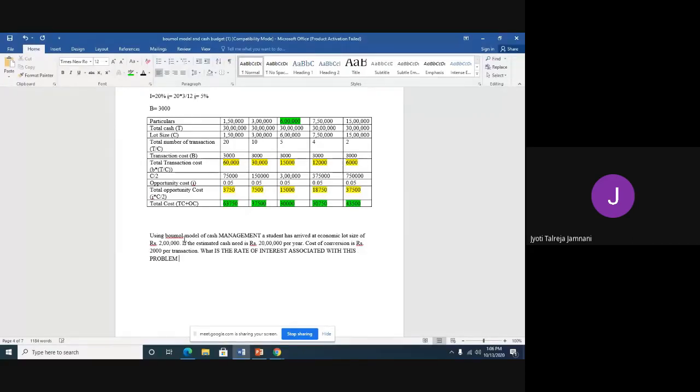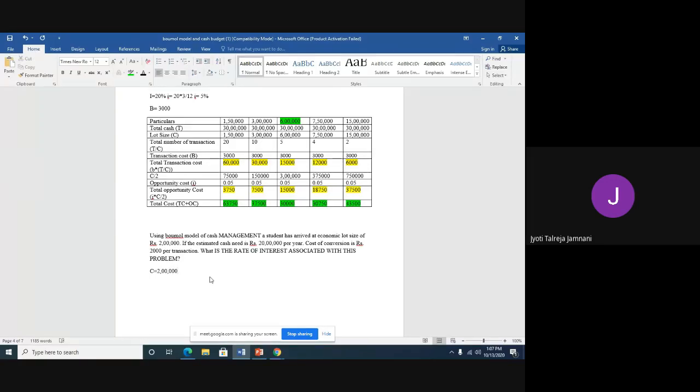Bear with me. Some caps lock and some are small digits. I was typing fast, so the caps lock button got on. Okay, so this is the question. Let's start writing. First, what all is given. Using Baumol model of cash management, a student has arrived at an economic lot size of rupees 2 lakh. Now, what is this economic lot size? C. Correct. Here they used to give you these economic lot sizes, out of which he has arrived as the value of C is 2 lakh. That means 2 lakh is the optimum lot size. So that is what he has found.